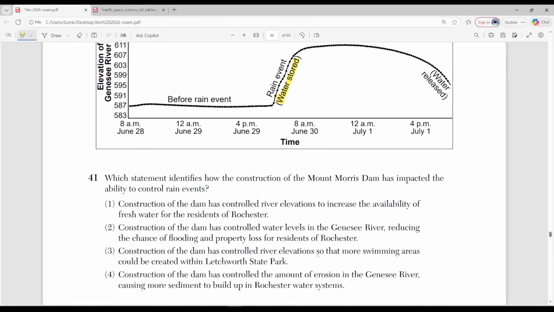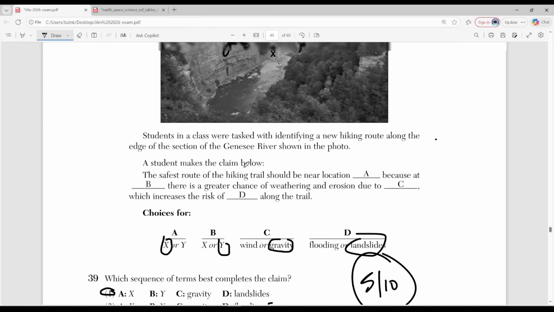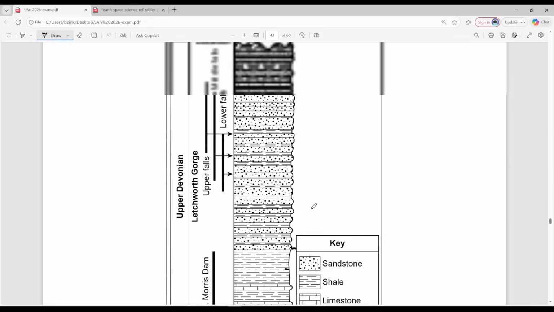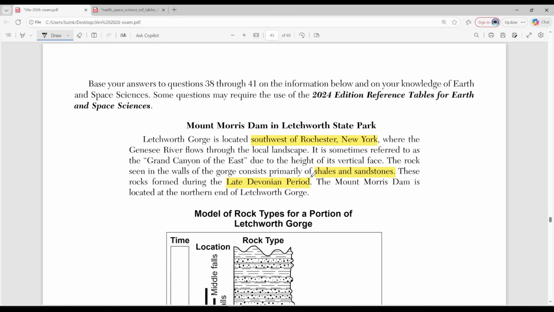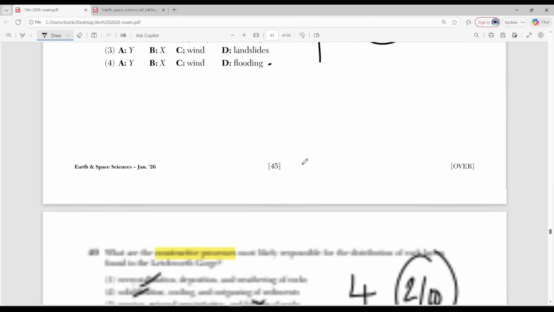Construction of the dam has controlled river elevations so that more swimming areas could be created. Where are they getting this from? Construction of the dam has controlled the amount of erosion, causing more sediments to build up. Okay, I'm missing something. Did I miss something? I don't see anything about swimming areas for people, so I don't know where it's getting that from.